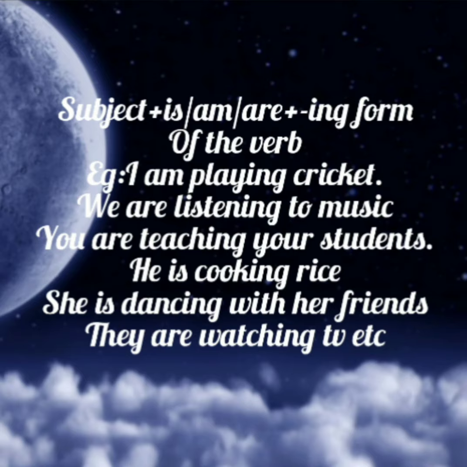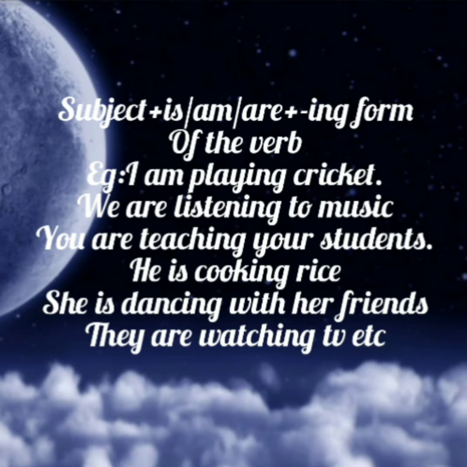We can use the formula subject plus is, am, or are plus the ing form of the verb. According to the subjects, we use the auxiliary verbs and the ing form of the verb. If you are using the subject I, we use am plus the ing form of the verb. If you are using the subjects we and you, we use the auxiliary verb are plus the ing form of the verb. And if it is he or she, you use is plus the ing form of the verb. And if it is they, then you use are plus the ing form of the verb.